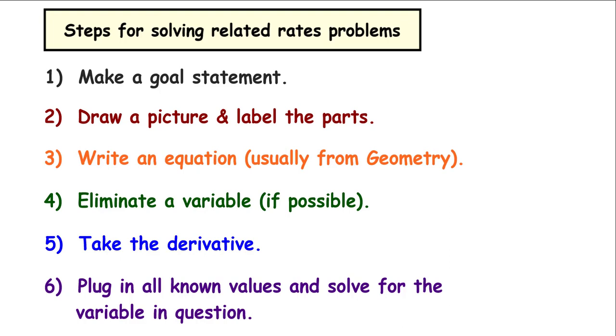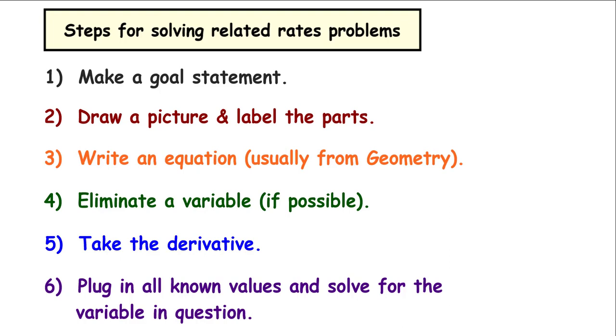Next up, you eliminate a variable if possible. Sometimes it simply won't be possible, and that's okay. And then finally, we actually get to do what we do, which is calculus. We take a derivative. And then finally, after the derivative is taken, we can plug in all the numbers that we know and solve for the variables. You have to wait until after you've taken a derivative to plug in any numbers. That's very important. That order has to be 5 and then 6.